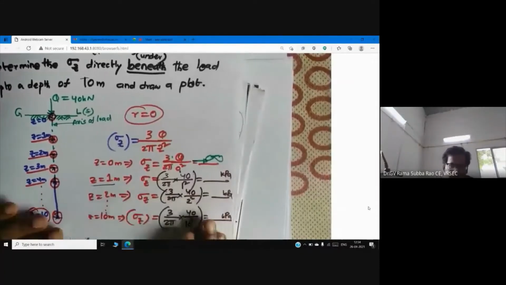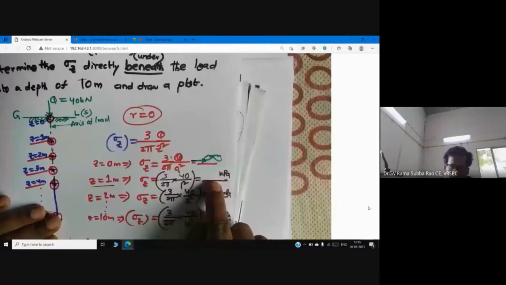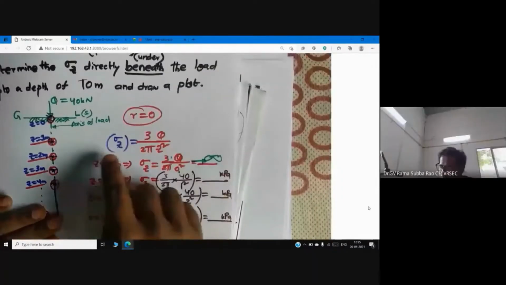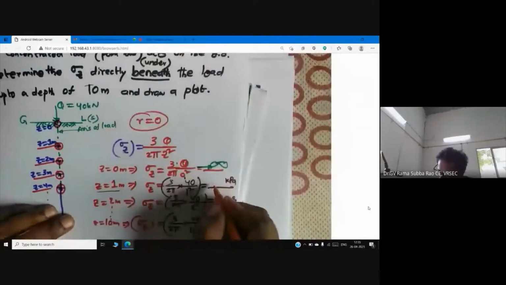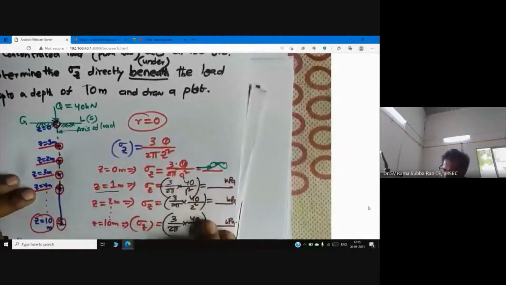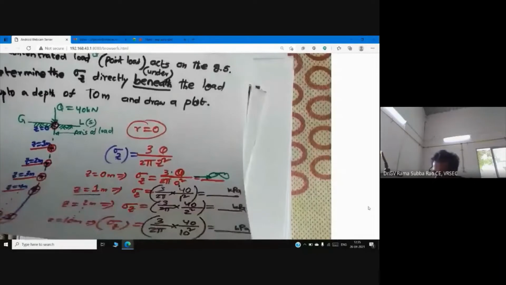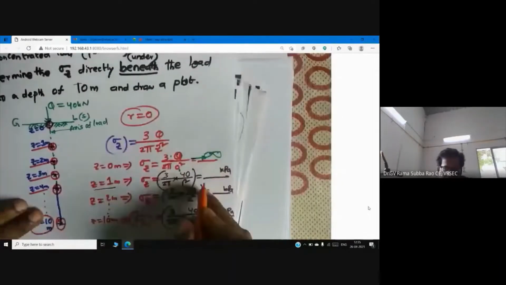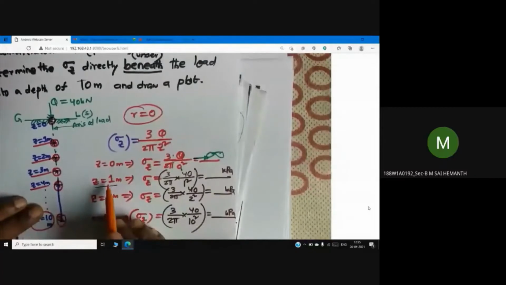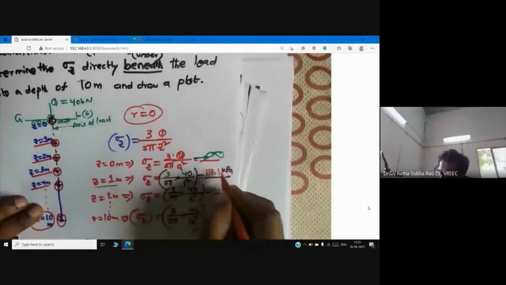If Z is 1 meter, someone can help me how to calculate sigma Z. Directly answer, please tell me. What is the answer if Z is 1? 19.1. 19.1. Thank you. Z is equal to 2.